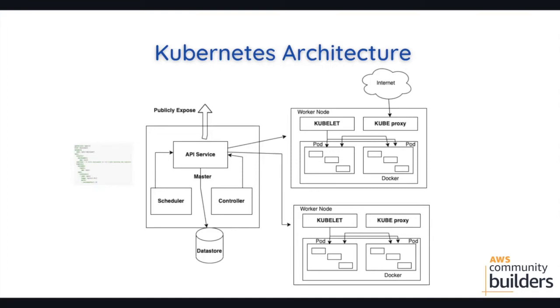Now the master node consists of four things. One is the API service. Second is the scheduler. Third is the controller. And fourth is the data source.